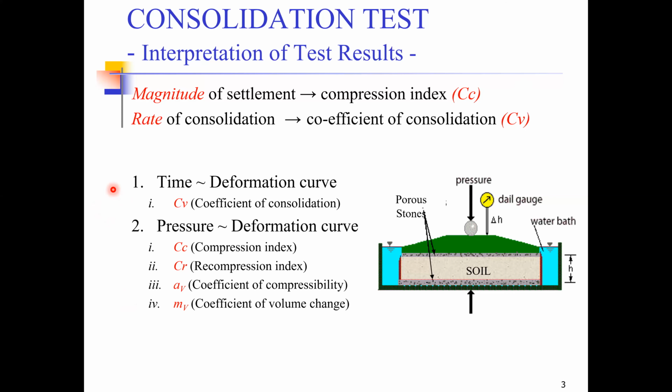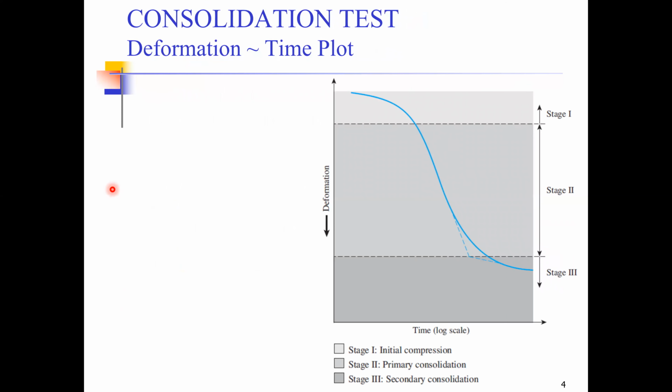So in the previous lecture as well, we have seen how the typical time versus deformation graph looks like. So this is the typical shape of the time versus deformation graph for any particular loading increment. Now, this is a very, very important point that many people miss, that this time versus deformation graph is generally plotted separately for each loading increment. It means you can determine the coefficient of consolidation separately for each loading increment.